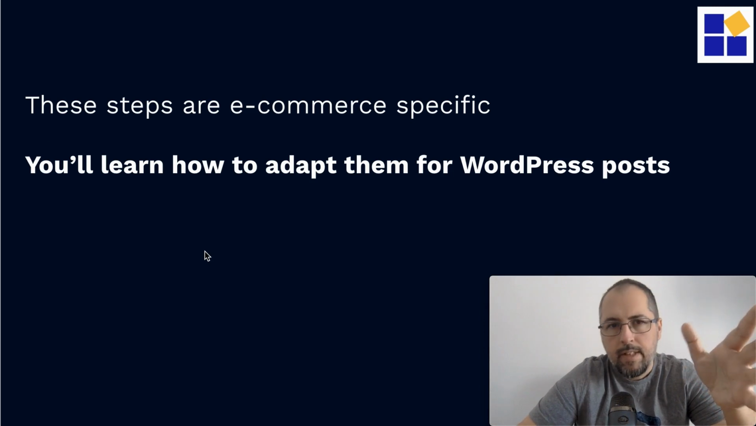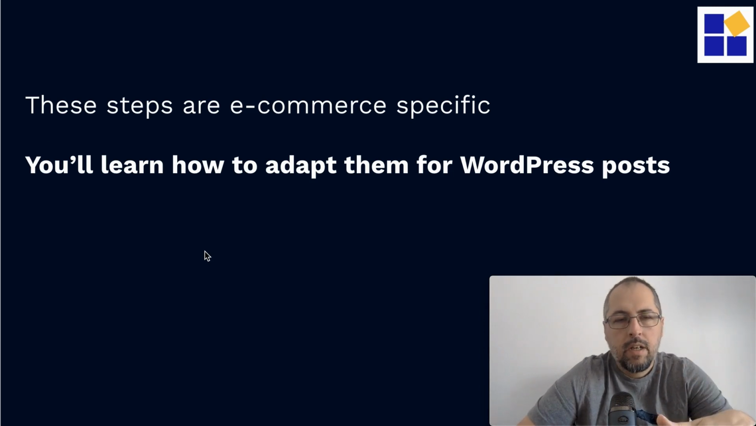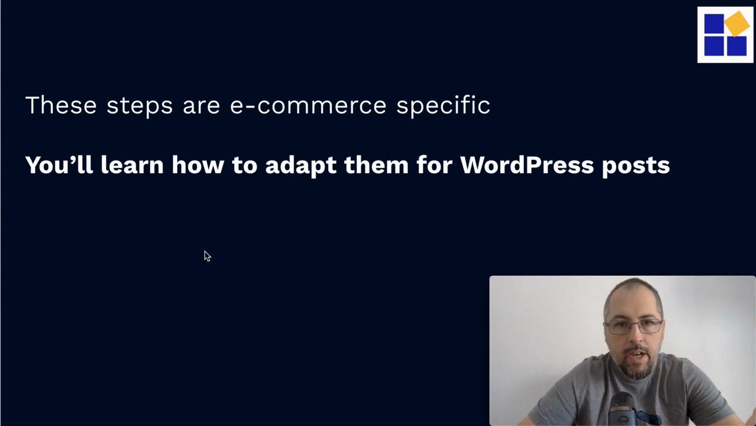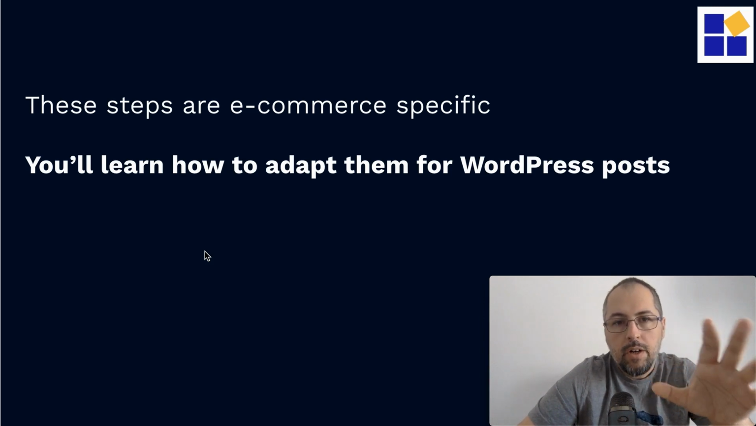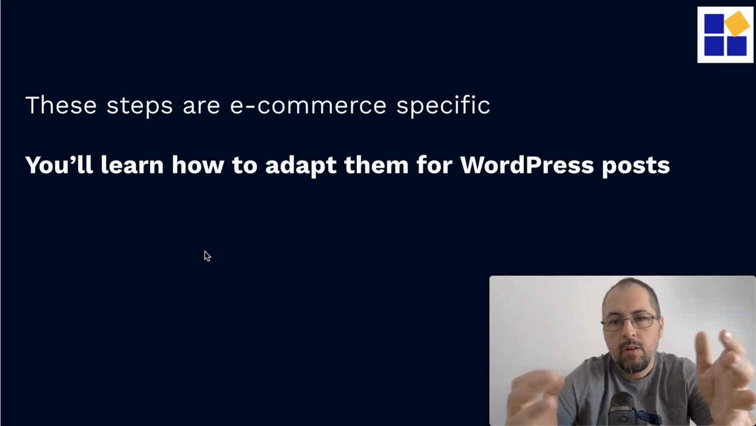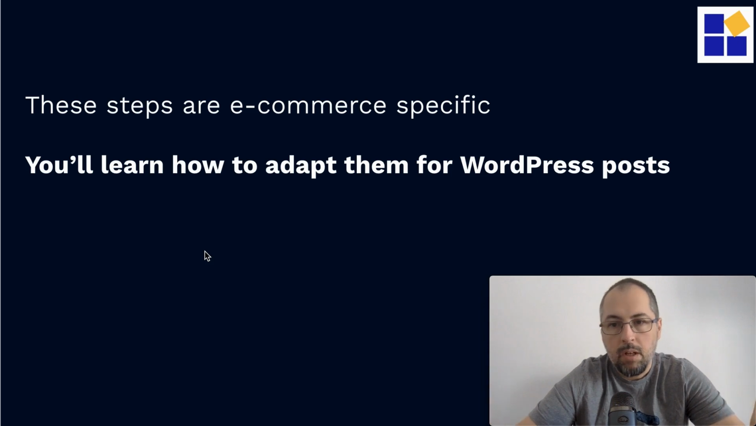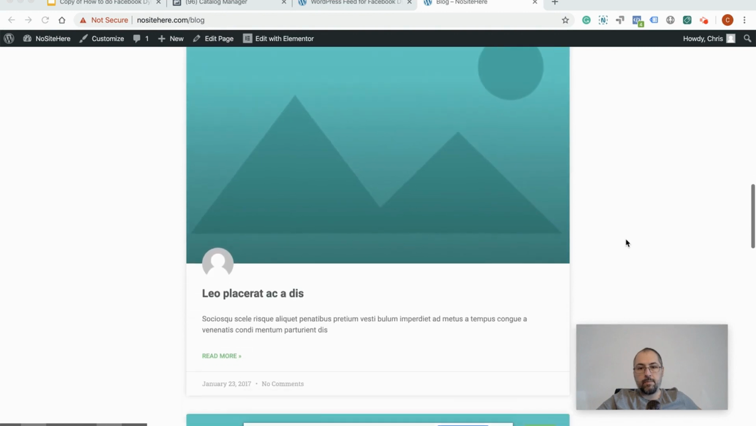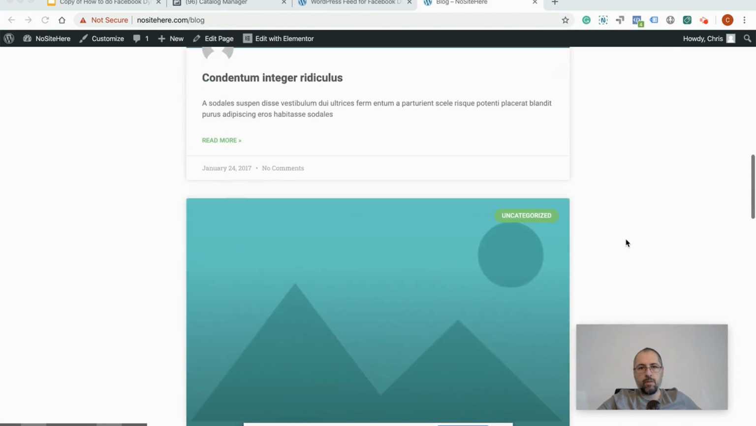As you can see, these steps are e-commerce specific. You probably are familiar with them if you have an e-commerce site like WooCommerce or something else. But in this video, you'll learn how to adapt them for WordPress posts, normal WordPress content. I will upload the content of this demo website into a product catalog.